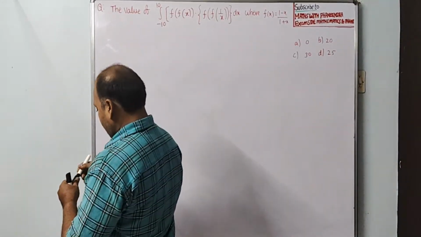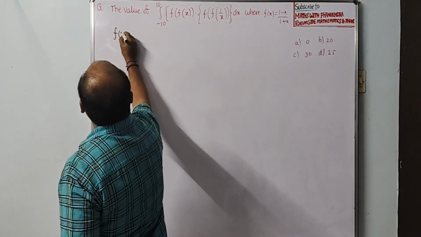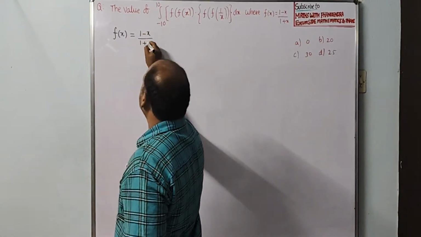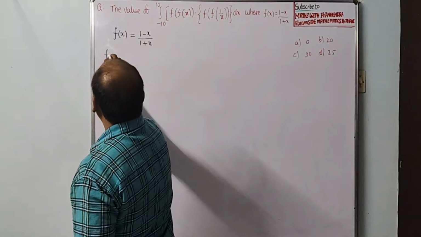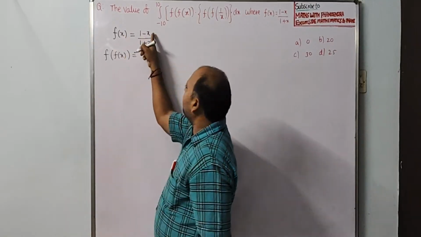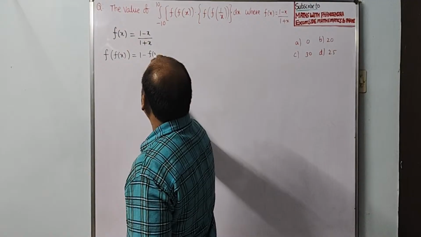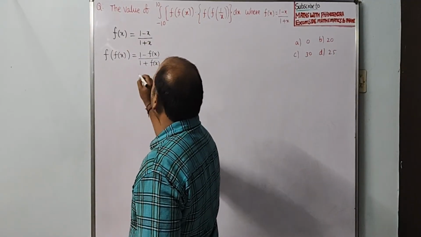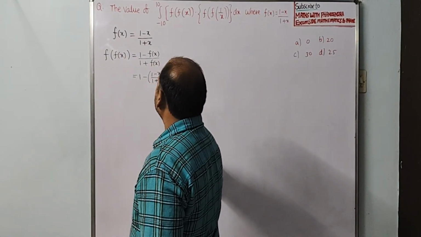See here, f of x is equal to 1 minus x by 1 plus x. Am I right? f of f of x means, wherever x is there, replace with this value of f of x. So 1 minus f of x divided by 1 plus f of x. So 1 minus x by 1 plus x.